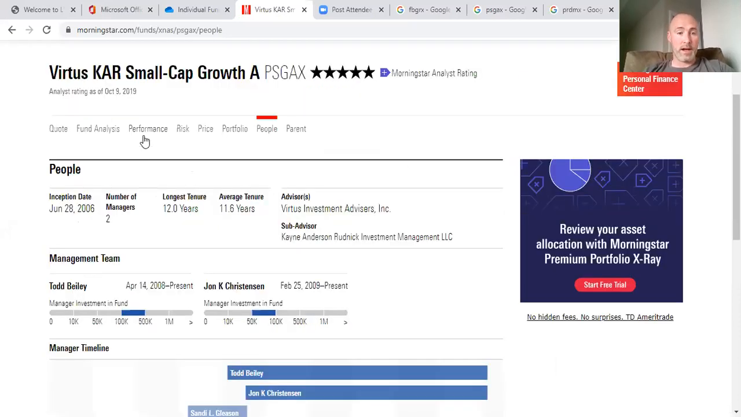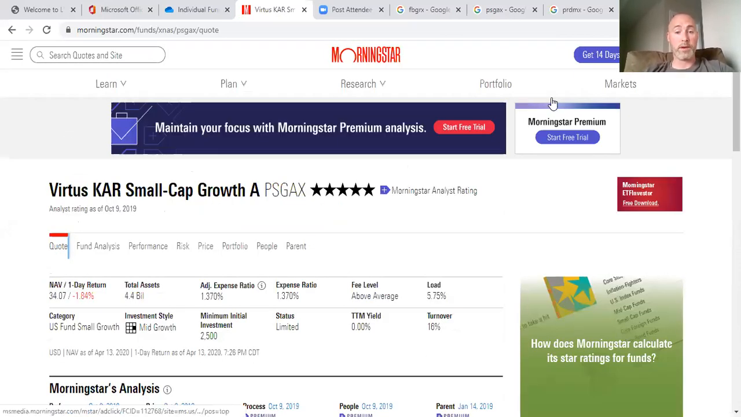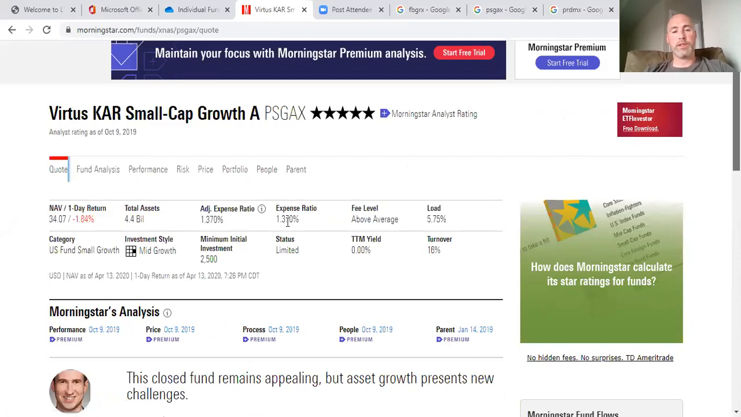Some other things that we might take a look at is the expense ratio. Remember how much it costs to invest on this? We want to take a look. Now, here's the expense ratio. If I click on quote, you guys can follow me, 1.4%. It's a little high, okay?